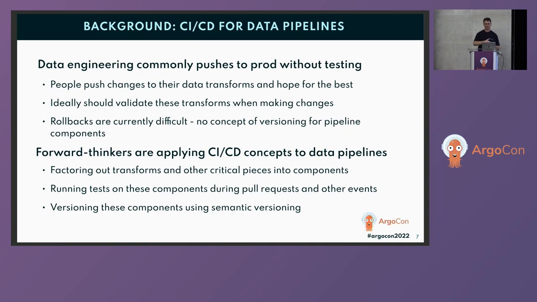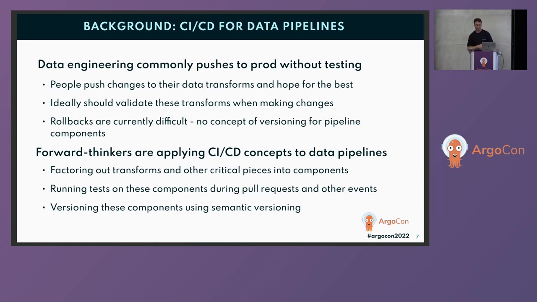Ideally, we should be validating these transforms when we're making pull requests or pushing changes. Also, rollbacks are currently pretty difficult. It's hard to go from, hey, this is the version that's currently on my prod or staging environment, we introduced a bug with this latest change, let's roll this back to a previous version, especially if you have a big team and you're trying to manage a bunch of different people pushing to the same clusters all at once.